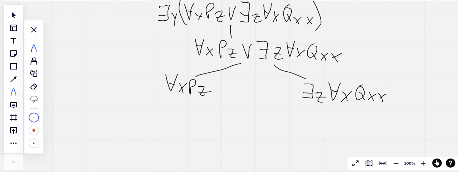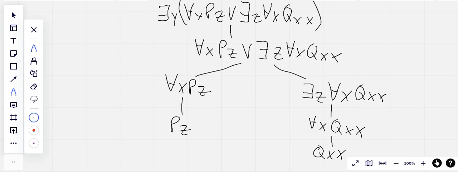I should keep my x's there. On the left-hand side, we now only have one quantifier and no connectives, so we have a very easy choice of what to keep splitting on. This has to go down to Pz. And on the right-hand side, we have one quantifier as the main one, so that's also a pretty free choice. So this will go down to for all x Qxx, and then finally Qxx.